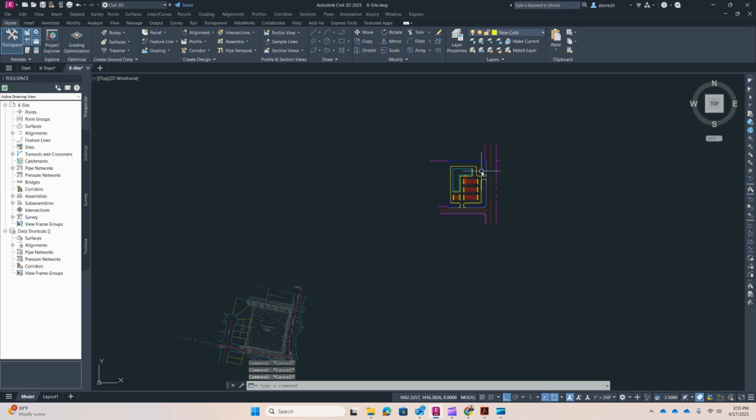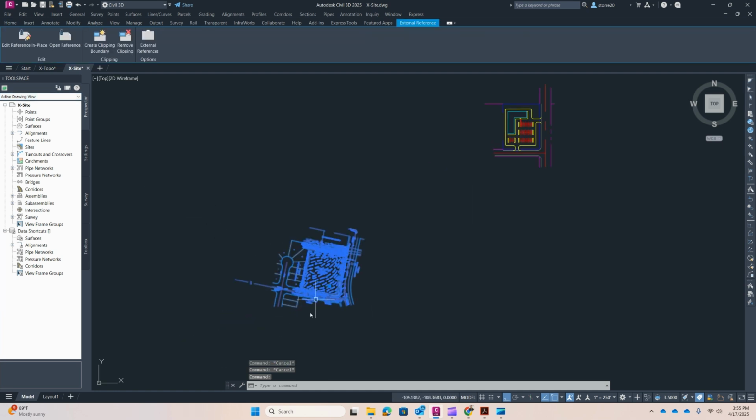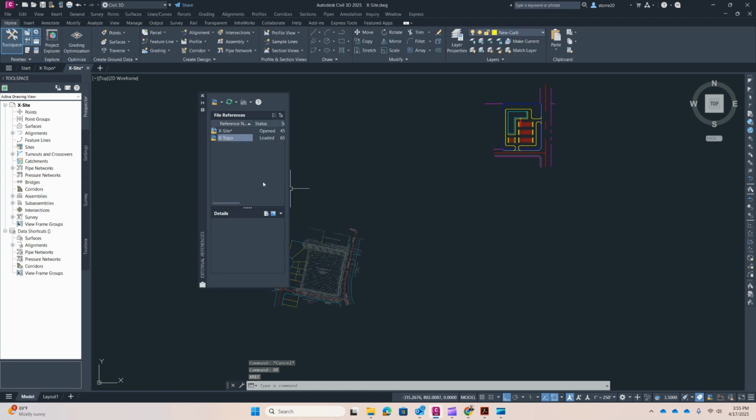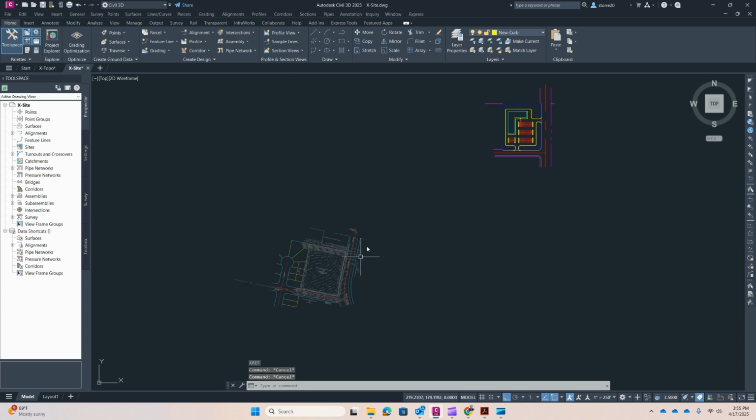So now at this point is where I'm going to start moving. And remember, you're not going to move the X topo. I keep saying X site. We're not going to move that one. That one's going to stay exactly where it is. Don't move it. Don't scale it. Just XREF it in when we do it, and just leave it alone.